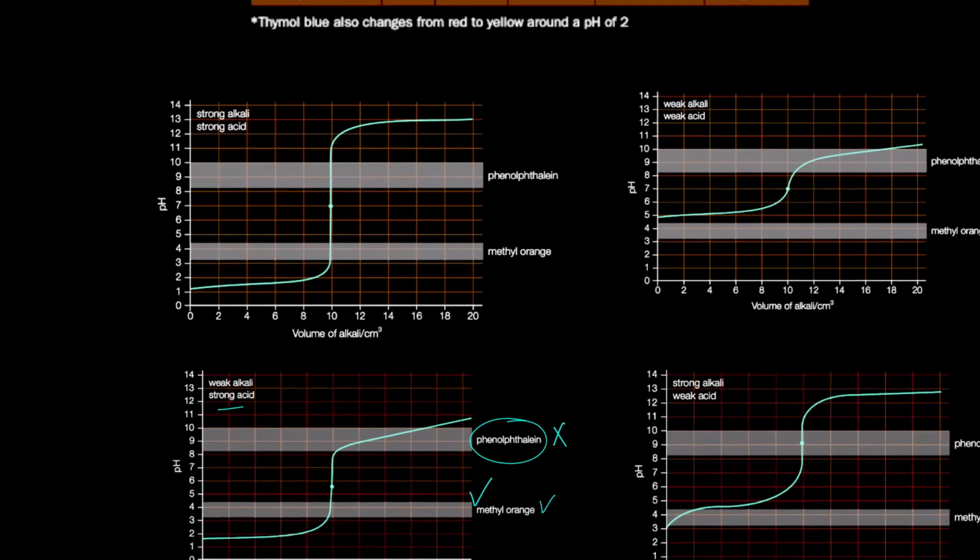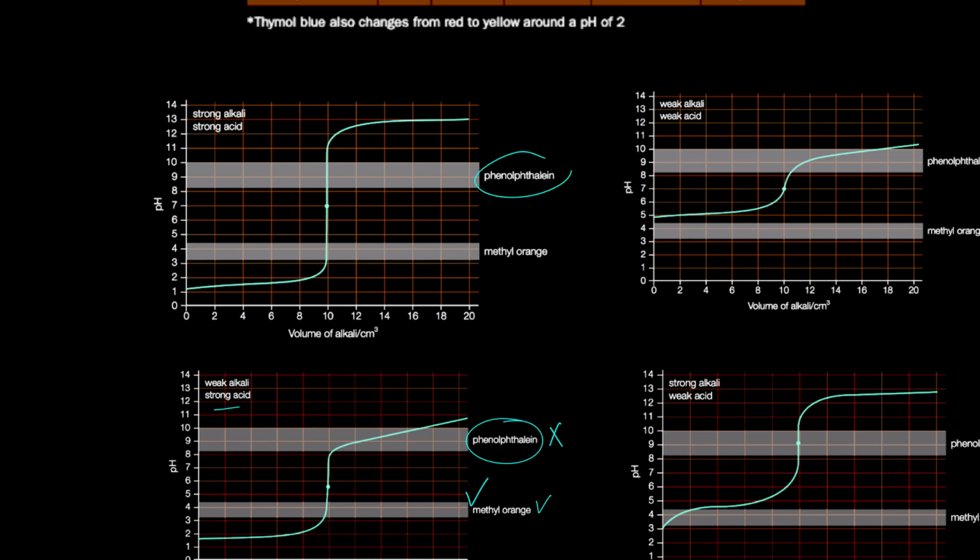Let's look into strong acid and strong alkali. You can use both phenolphthalein and methyl orange, tick and tick, because both ranges lie on the vertical section, right? So this will actually show you a color change. How easy is this?